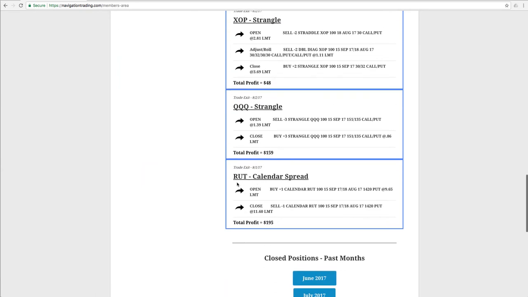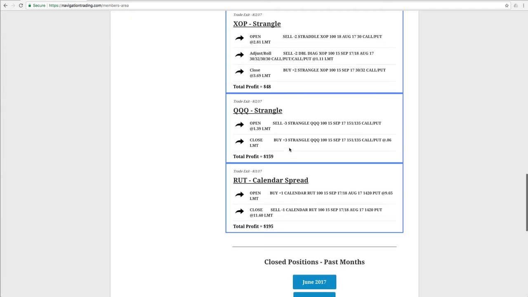So, first one was a calendar spread in RUT. I mean, we're risking about $500 on this trade. Booked a profit of $195. QQQ Strangle, we did three contracts. Used, depending on if you have a standard margin or a portfolio margin account, probably somewhere in the neighborhood of $1,000 to $1,500 in capital. Booked a profit of $159.